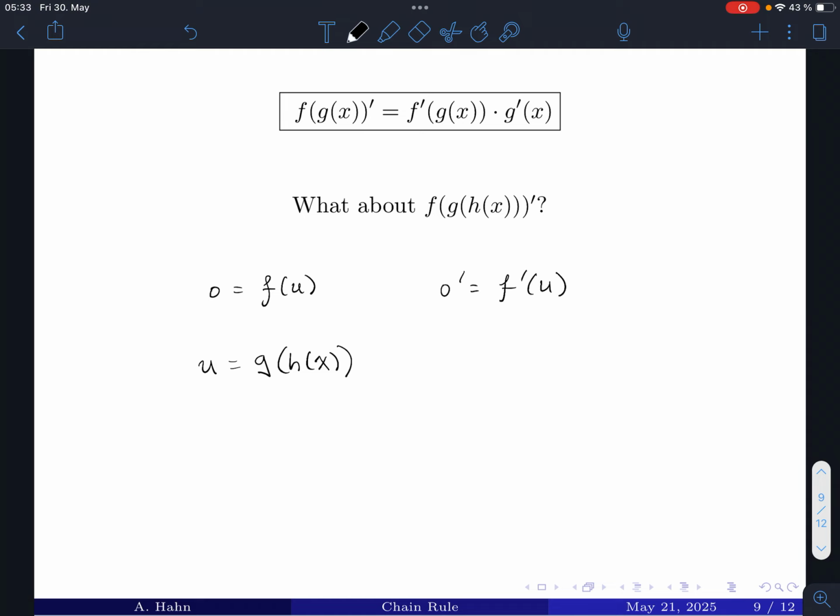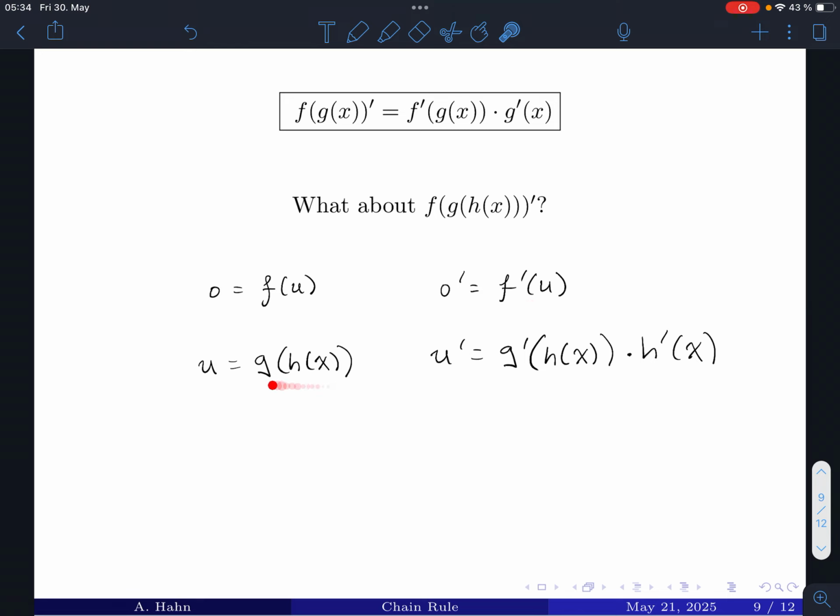And then just like we've done previously, we can take the derivative of each. The derivative of my outside is going to be f prime of u. And the derivative of my inside is given by the chain rule, since this itself is a composite function. Using the chain rule, that's going to be the derivative of the outside evaluated at the inside multiplied by the derivative of the inside.